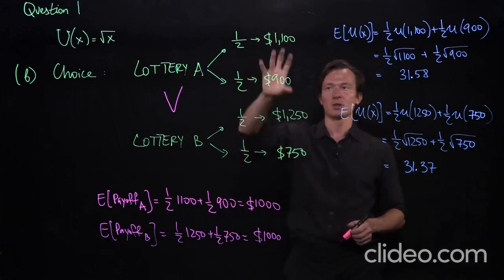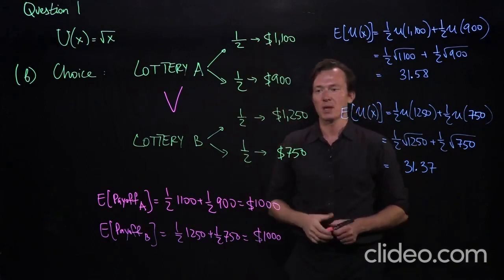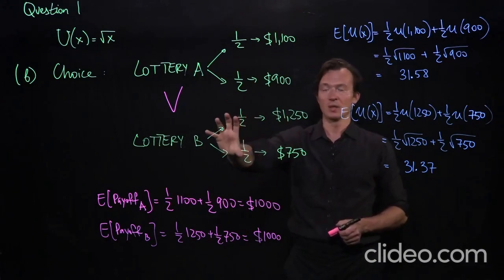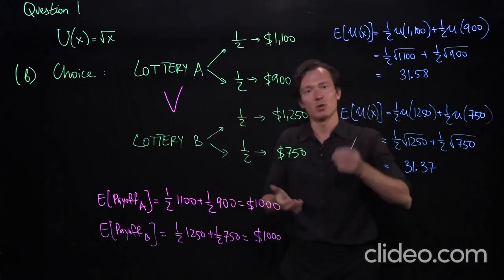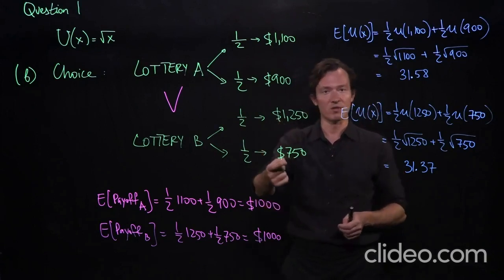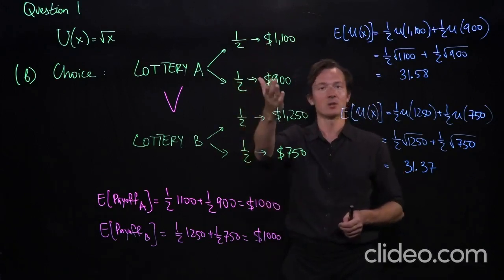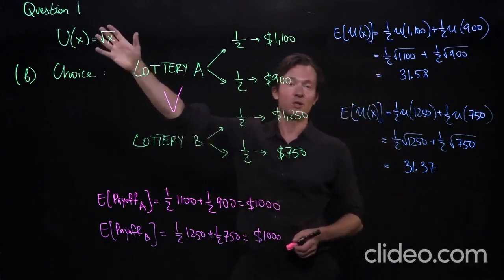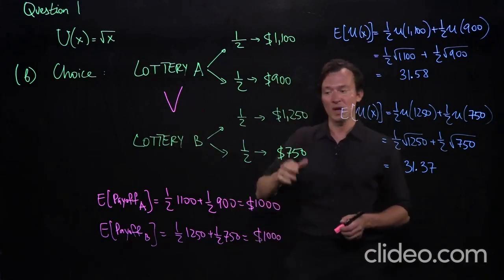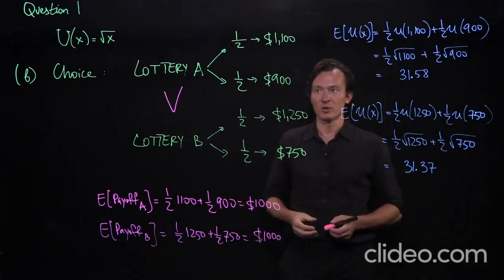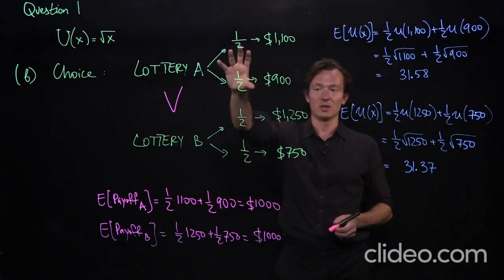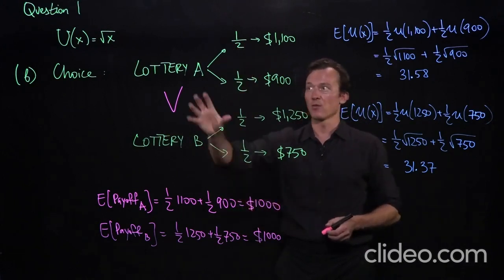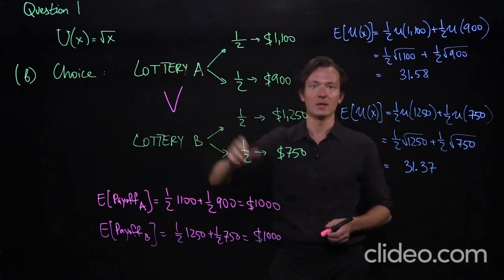You can see the symmetry of these outcomes. However, there is more uncertainty and more risk in lottery B because the outcome is more dispersed. So it's 1250 or 750, while the first one is either 1100 or 900. And just because this investor is, again, risk averse and her utility function is concave, this investor would prefer to take the less risky lottery that offers the same expected payoff. And so therefore, she chooses lottery A in this particular case.